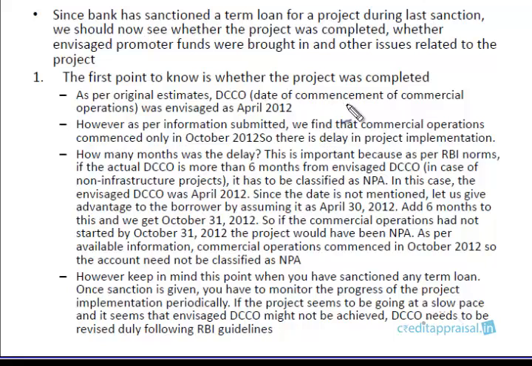We were given that the project was completed and the DCCO originally was April 2012, but there was a delay of 6 months, and the actual DCCO was October 2012. Now, how do you believe that the project has completed? Not just because the company has given a letter that it is completed. There should be a physical investigation.